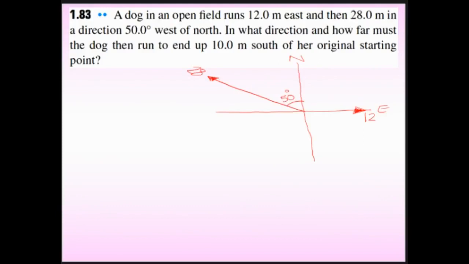Now, question for you, everyone. We know it moved this way, and it moved this way. How does it have to move to end up down? Everyone, add a vector this way. Just add a vector there. Trust me. Just add it there. Okay.